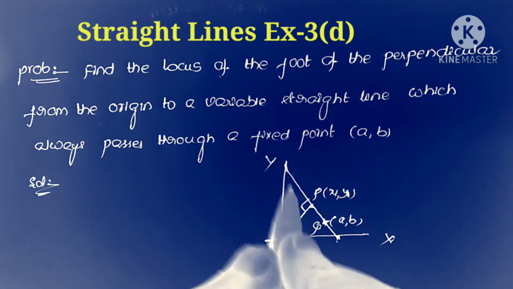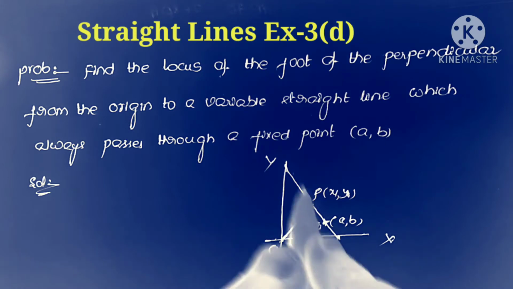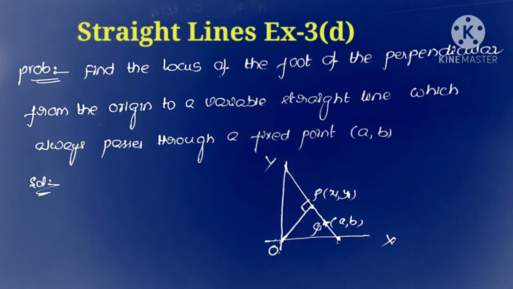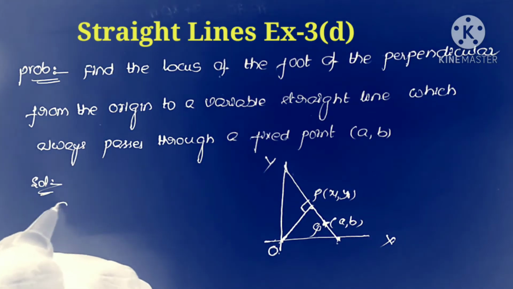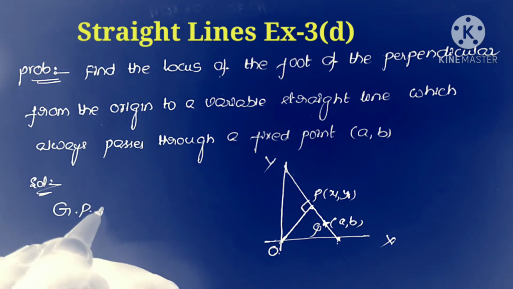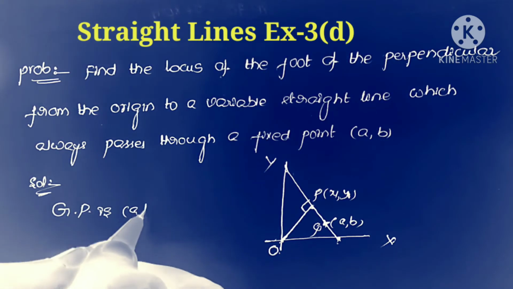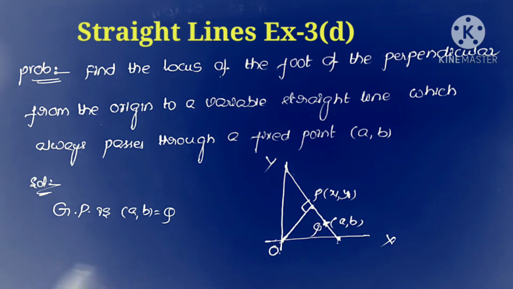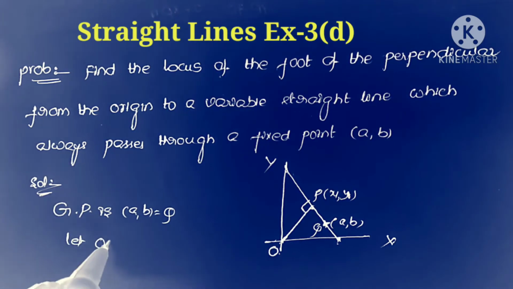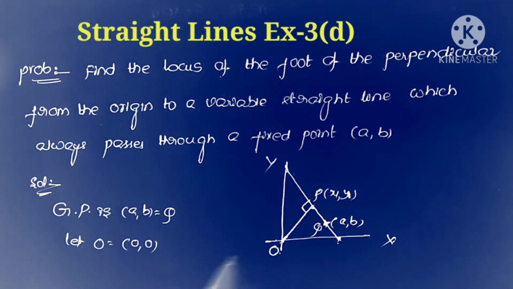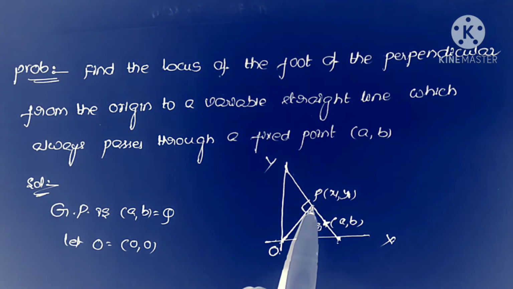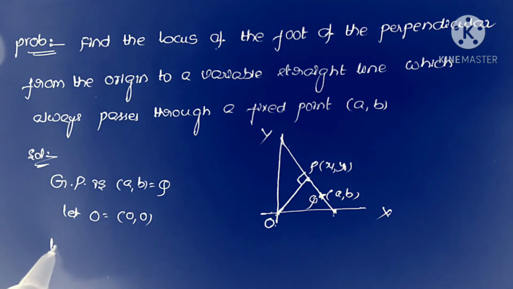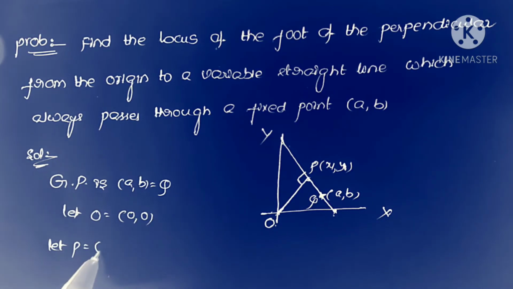Clearly these two lines are perpendicular to each other. Perpendicular to each other means the product of slopes is equal to -1. So first we take the given point (a, b), which is taken as Q. Next, let the origin O be (0, 0), and let P = (x1, y1) be the foot of the perpendicular.